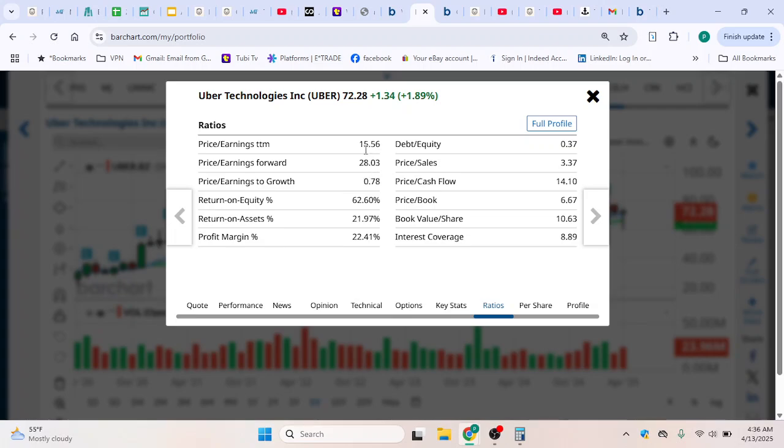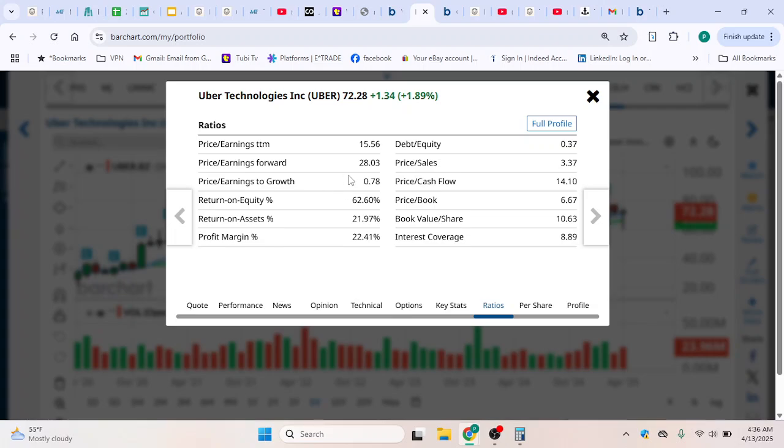But PE, I don't get hung up on PEs. I just want to explain to you that an increasing PE can be a good thing, right? Especially if it's fairly low, like 15 going up to 28. That means price can be growing. It can also mean earnings are going down. Now that remains to be seen.